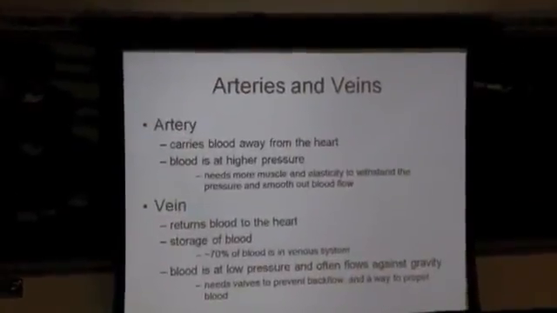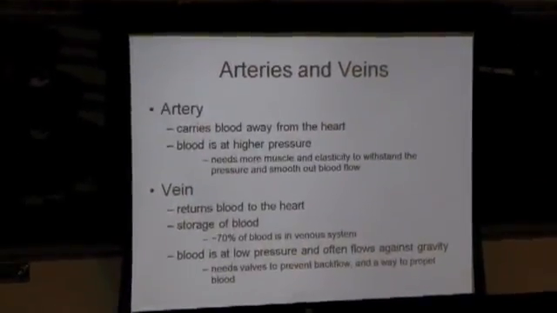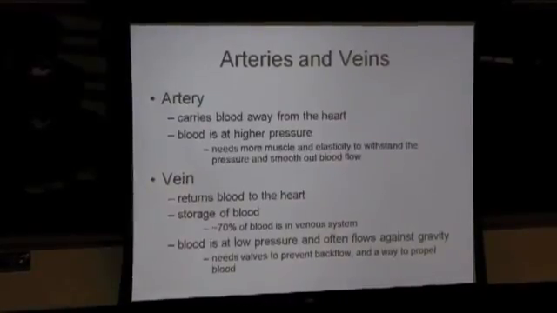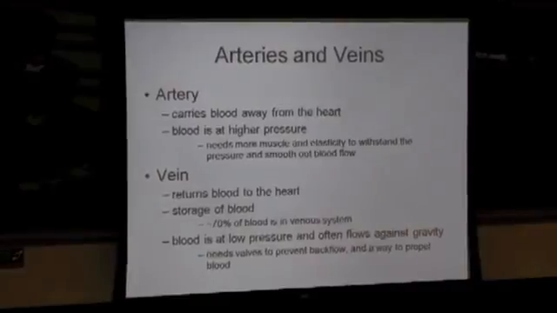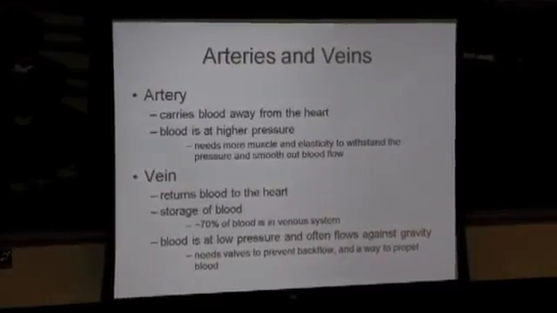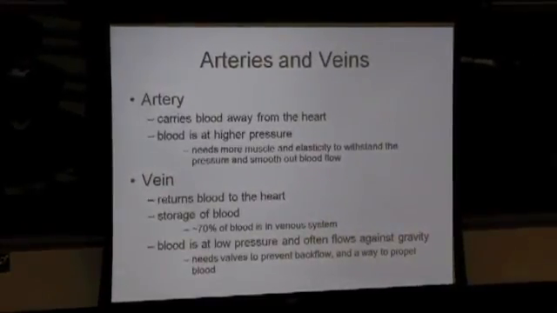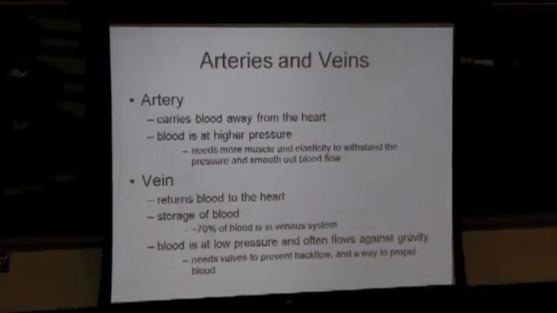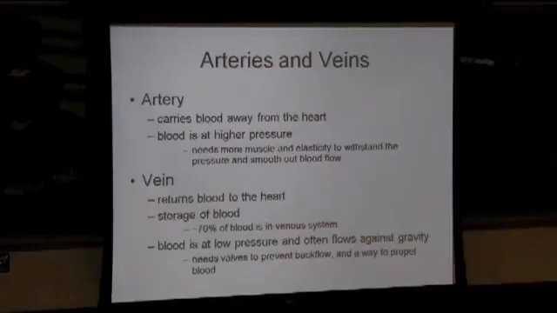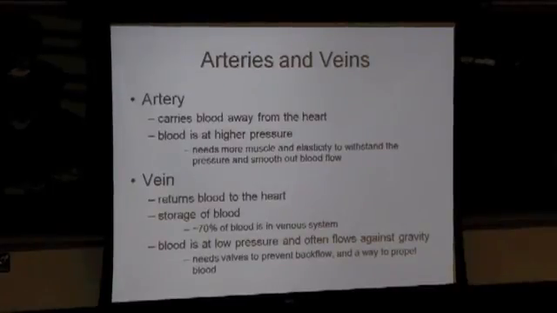Now, obviously, the arteries will be carrying blood away from the heart, which means there's a pump there that's going to be pumping blood at a fairly high pressure. And so arteries need to be able to withstand that pressure. They're going to be specialized to deal with the high pressure that's coming in, especially the ones that are closest to the heart. And so they will have more muscle and more elasticity to allow for the smoothing out of the blood flow and to be able to deal with the pressure changes that are going to be happening with the pumping of the blood.